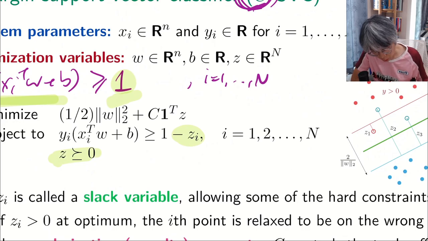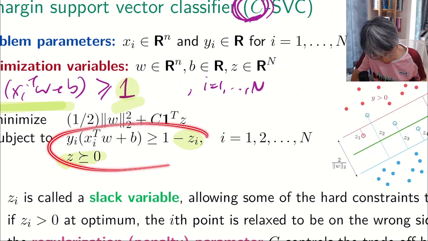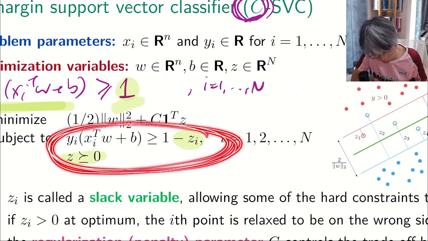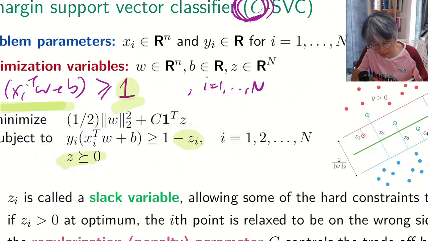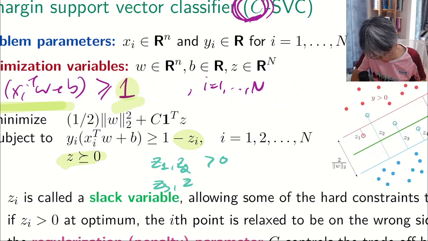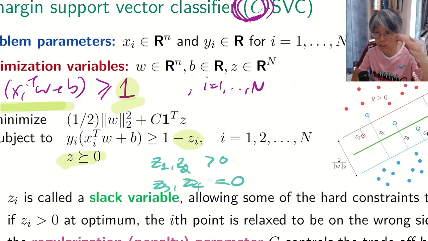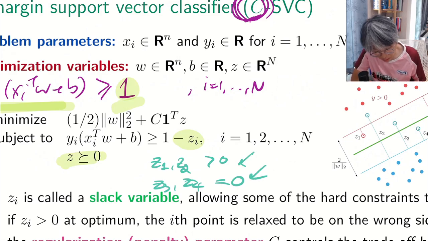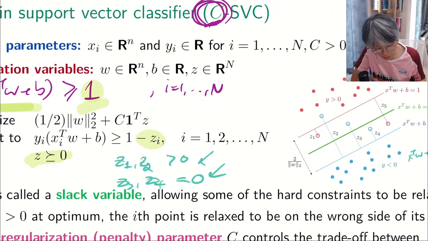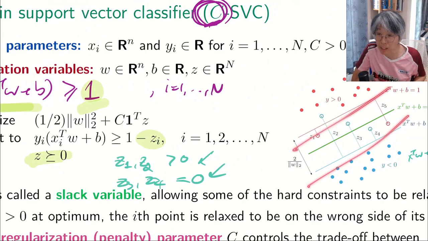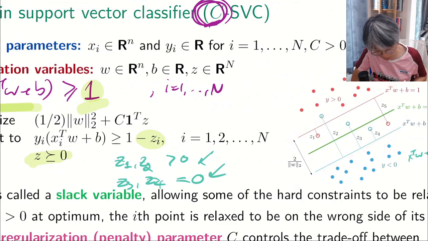Suppose you have the feasible condition that turns out to be satisfied for some i. Let's say Z1, Z2 are non-negative, and Z3 and Z4 are exactly zero. If you solve the feasibility problem and the solution turns out this way, it basically explains that the first and the second sample will be on the wrong side of the hyperplane. Either this one or this one.